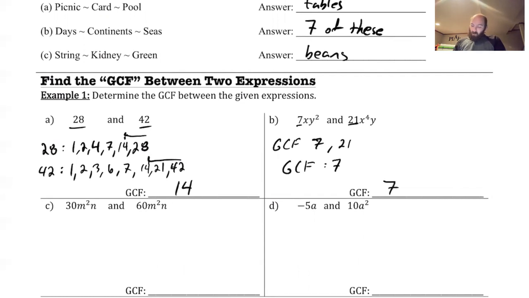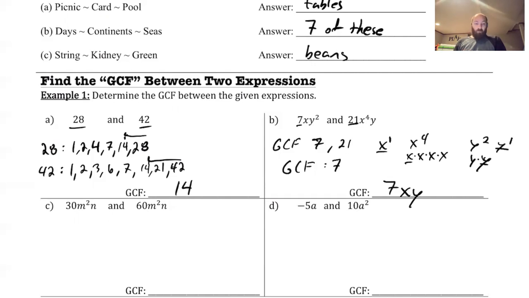But now let's look at the other parts. We've got x and x to the 4th. If you think about it, remember, x to the 4th is this multiplication here. The only factor they have is a single x. We look at the smaller exponent, that many x's are at least in the x to the 4th. So x will be in my GCF here. Then I'm comparing y squared and y. Remember, this is y times y. So this is just a y here. Since I have a single y here, I got a single y in my GCF. It's always going to be the smaller exponents when we start talking about variables.